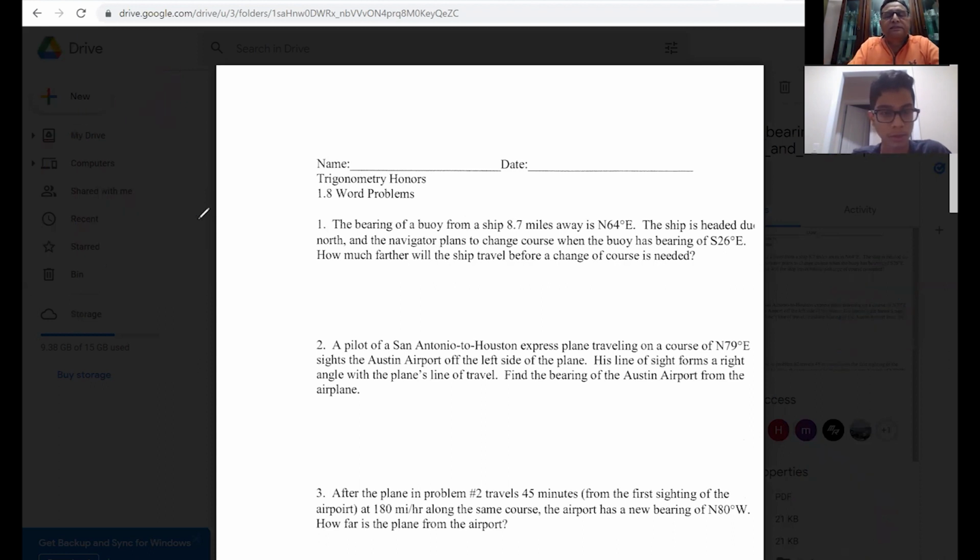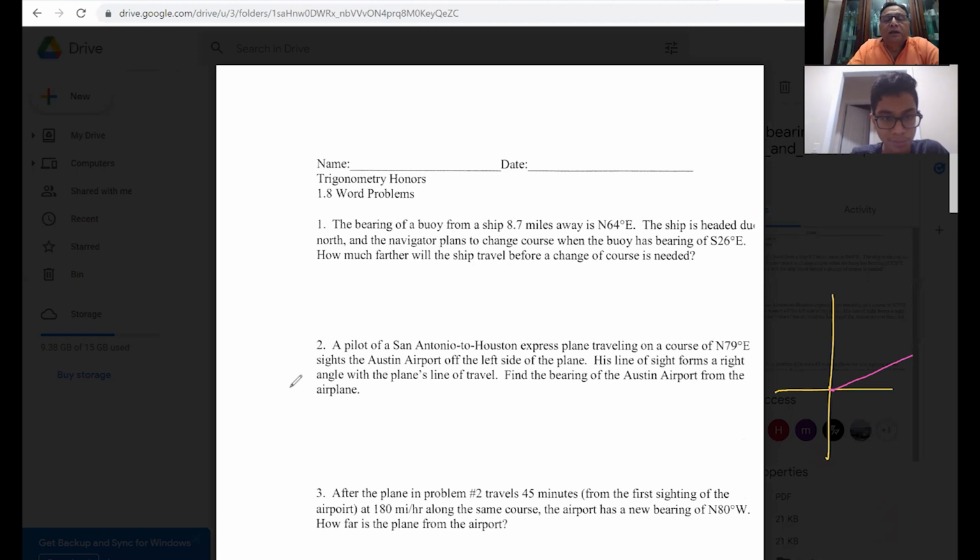Can you please read the next example? A pilot of a San Antonio to Houston express plane traveling on a course of north 79 east sights the Austin airport off the left side of the plane. His line of sight forms a right angle with the plane's line of travel. Find the bearing of the Austin airport from the airplane.